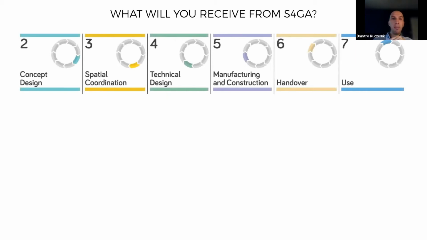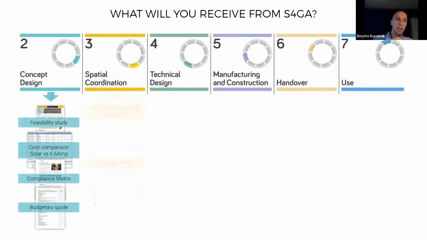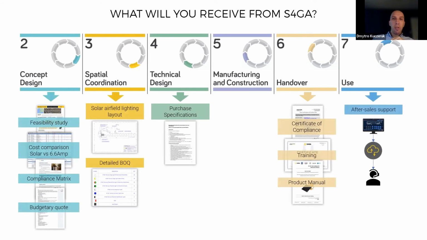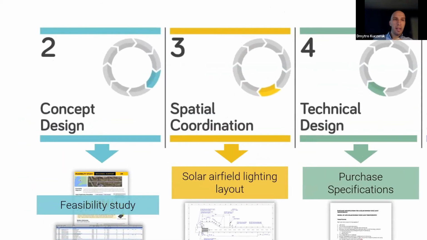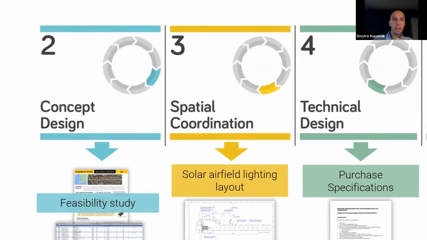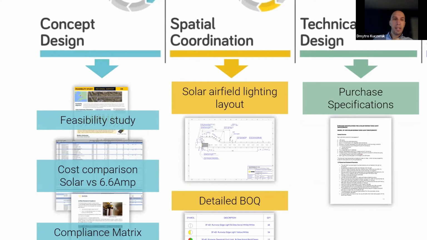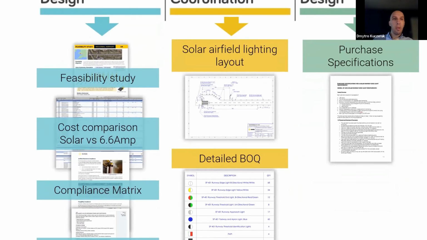Again, let me get back to the RIBA project management stages. And let's go through the kinds of supporting documents that we can provide at each and every stage. At the concept design, we always start from a feasibility study. We provide a cost comparison so the customer can truly evaluate the capital cost benefit of using a solar system.